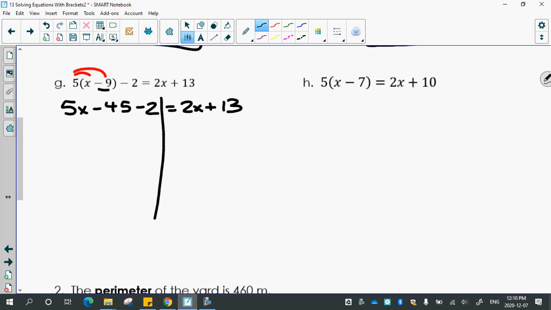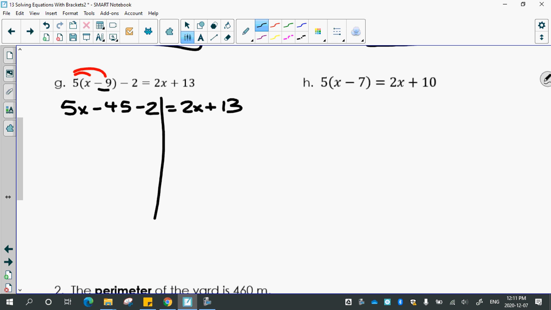Okay, this one's interesting. Anyone have an idea of what to do next? There's a couple routes you could do. Anyone see something you could do next? There's 2 choices, kind of, and they're both fine.